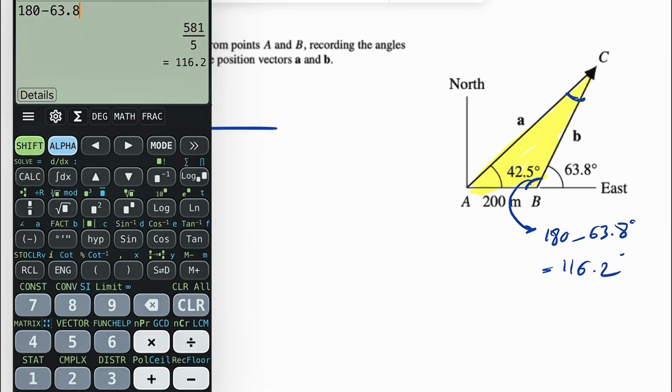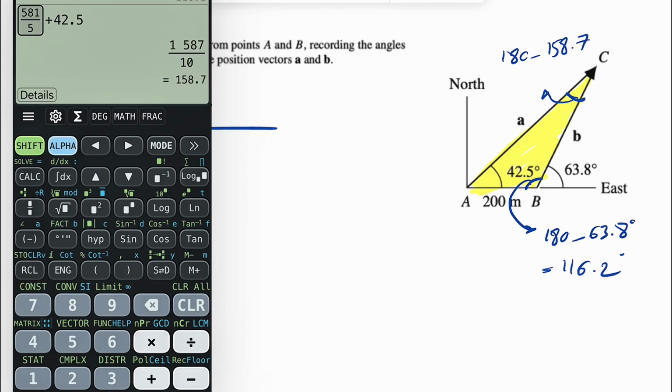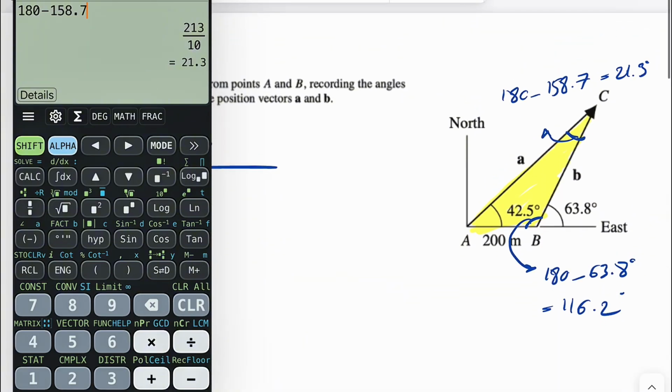And since we have a triangle, this will be 180 minus the other two angles. So this plus 42.5 is going to be 158.7. So this angle would be 180 minus the sum of the other two. Let's see what we get. And that's going to be 21.3 degrees.